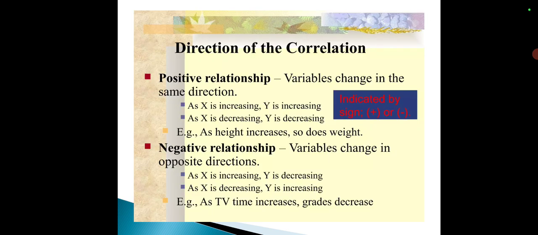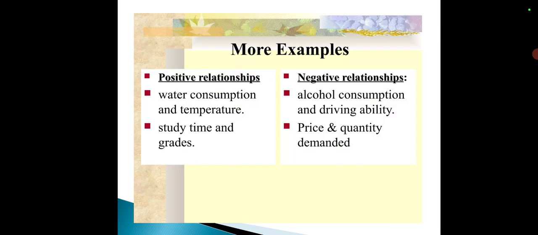Next, the direction of correlation. In a positive relationship, the variables change in the same direction: as x is increasing, y is increasing, and as x is decreasing, y is decreasing. It is indicated by a sign, plus or minus. This correlation lies between -1 and +1.